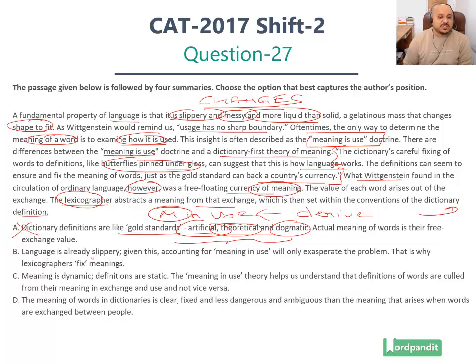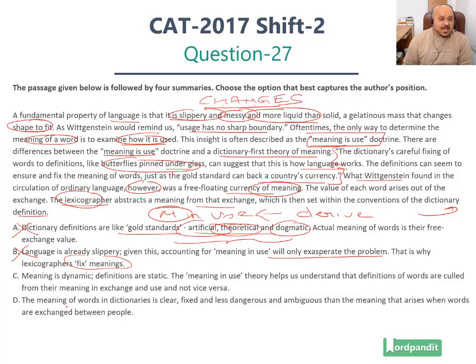Option number B, language is already slippery. Given this, accounting for meaning in use will only exacerbate the problem, so it will worsen the problem. That is why lexicographers fix meanings. In fact, what do lexicographers do? They abstract meanings from meanings in use, from meanings where the value of a word is arising out of exchange, right? The exchange that is taking place. So actually they don't fix meanings, they identify meanings from meanings in use and use these to put in the dictionary. Option number B is ruled out.